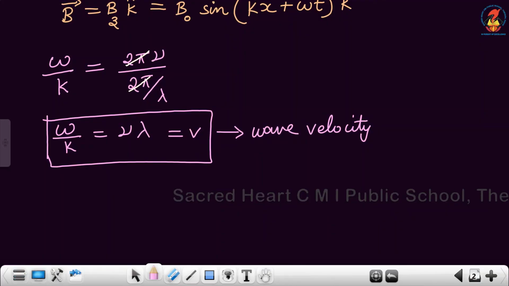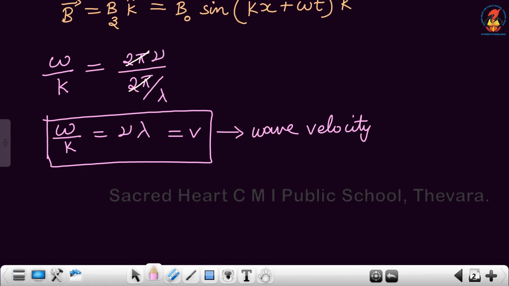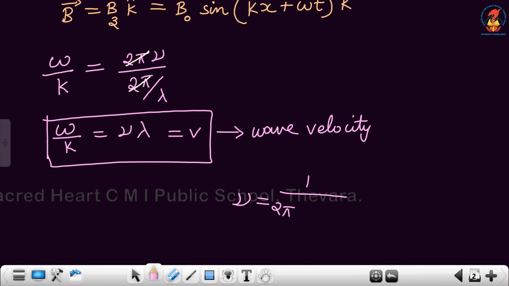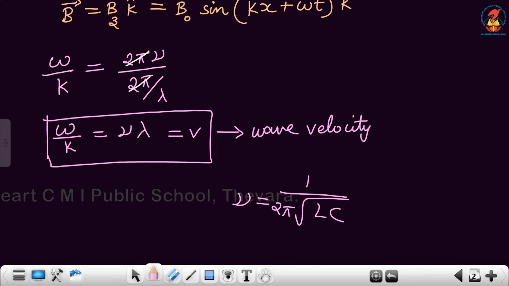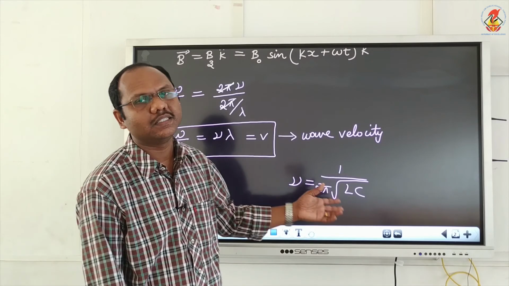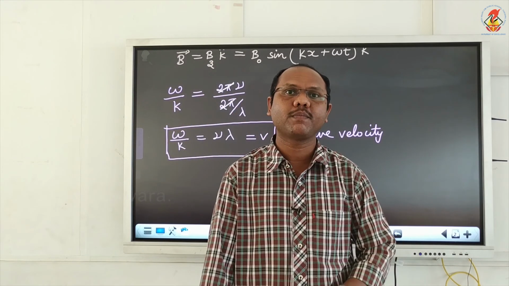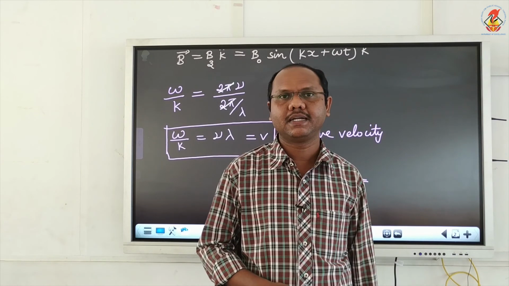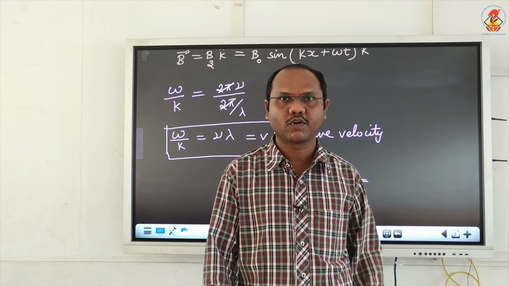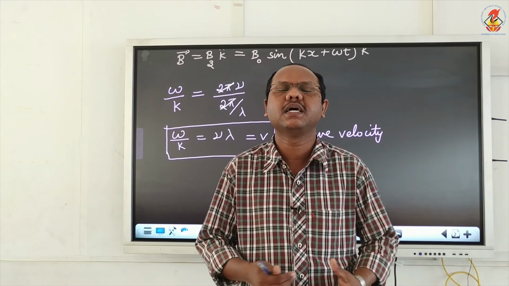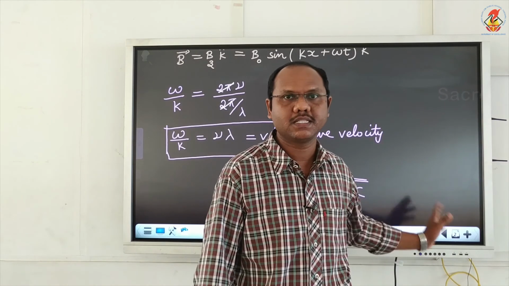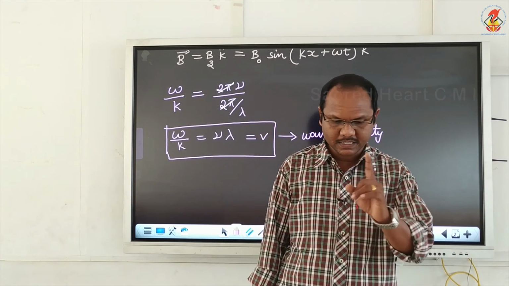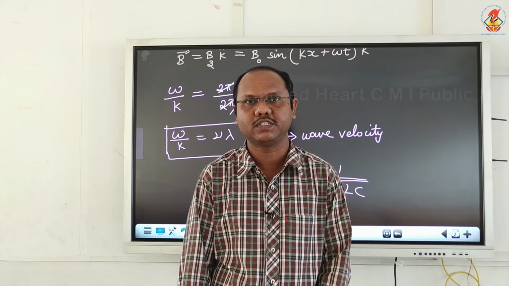If we are using an LC oscillator, the frequency of the EM wave can be given as ν is equal to 1 by 2π root LC. So we can use this oscillator for generating electromagnetic waves for radio transmitting stations and television transmitting stations. For radio and television, to make the signals and to transmit the signals, they are using LC oscillators. So these are the three sources. Please make a note of it.